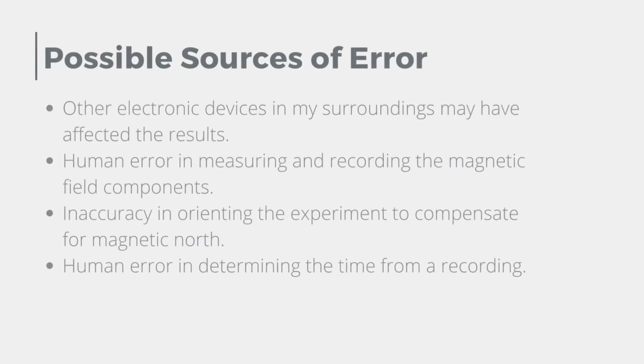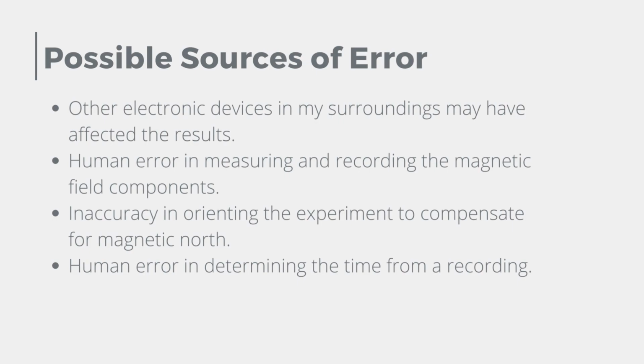Now, there are some possible sources of error that may have occurred during the course of this experiment. One is that other electronic devices in my surroundings may have affected the results. Human error in measuring and recording the magnetic field components could have happened as well. Inaccuracy in orienting the experiment to compensate for magnetic north due to human error again is plausible too, as well as the human error in determining the time for a recording.